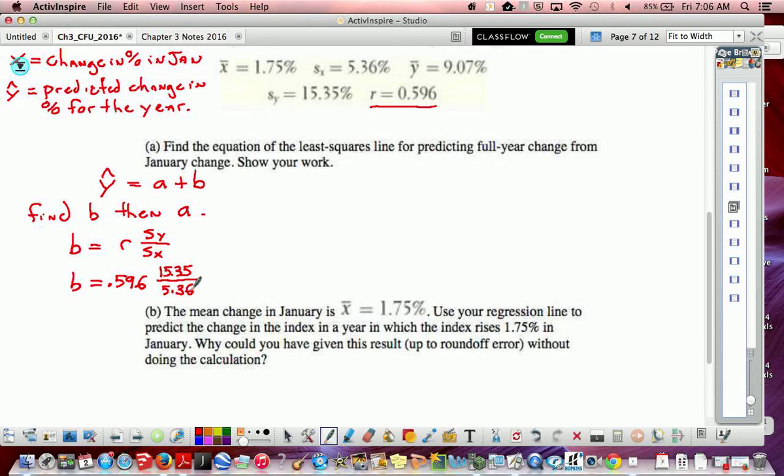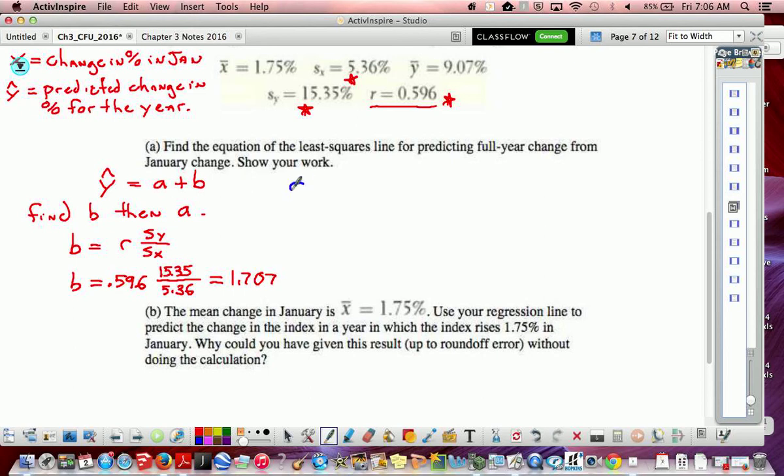So again, just grabbing these values, the slope is the standard deviation of Y over the standard deviation of X. So then I just need to plug that into my calculator, and if you trust me with my calculation, I get 1.707. Now that's B. So now I still need to find A.